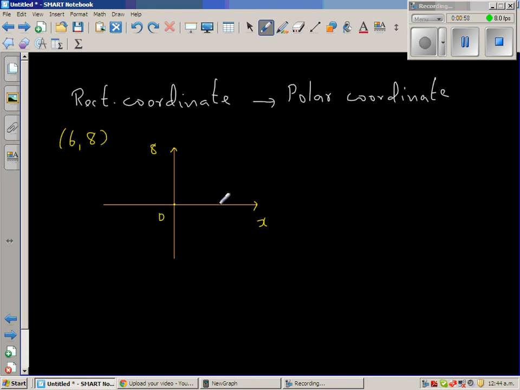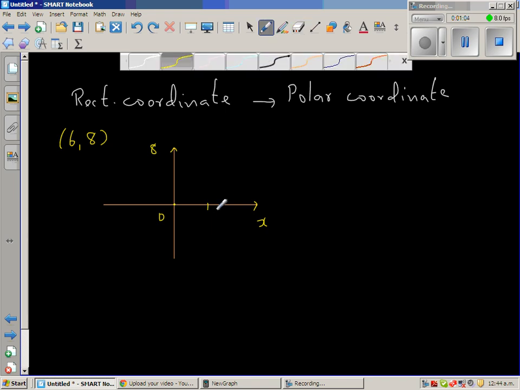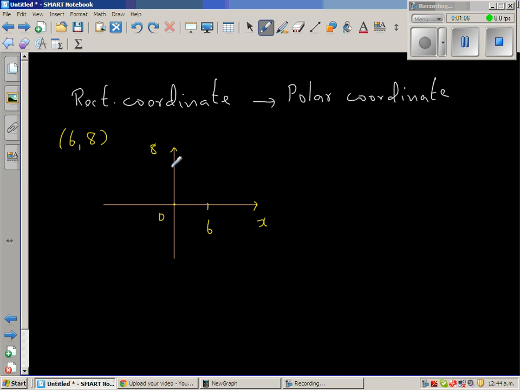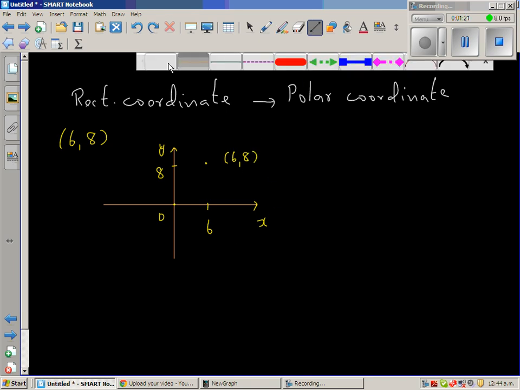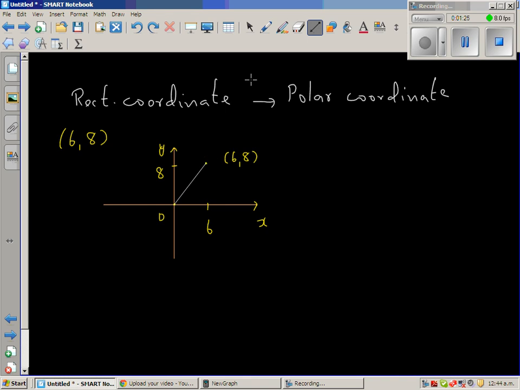Say this is not drawn to scale, so this is say 6 on the x-axis, and this is 8 on the y-axis. So this point is 6 comma 8. You don't need to remember any formulas. And then you draw a ray, so this is like a vector.